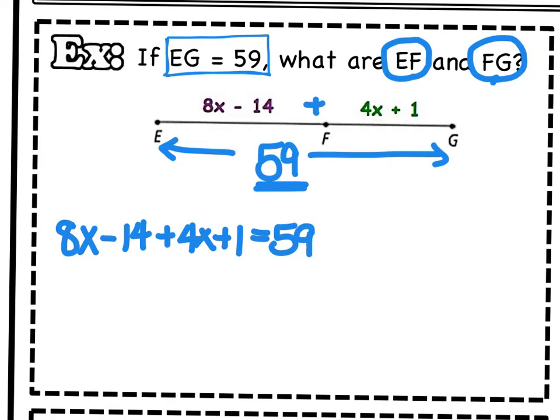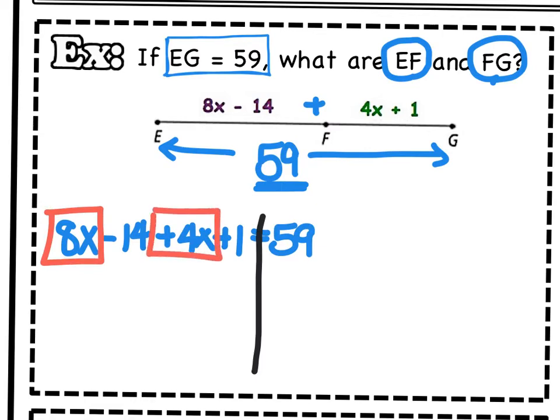Now, from here, your algebra skills should be taking over. We're going to solve this like a regular algebraic equation. You learned back in Algebra 1 that there are two sides to an equation, and you want to work on each side individually before you start moving terms. What I notice on the left side of my equation is that I have x terms that can be combined, and I also have number terms that can be combined. So I'm going to go ahead and combine those like terms. 8x and 4x is 12x, and then negative 14 plus 1 is negative 13.